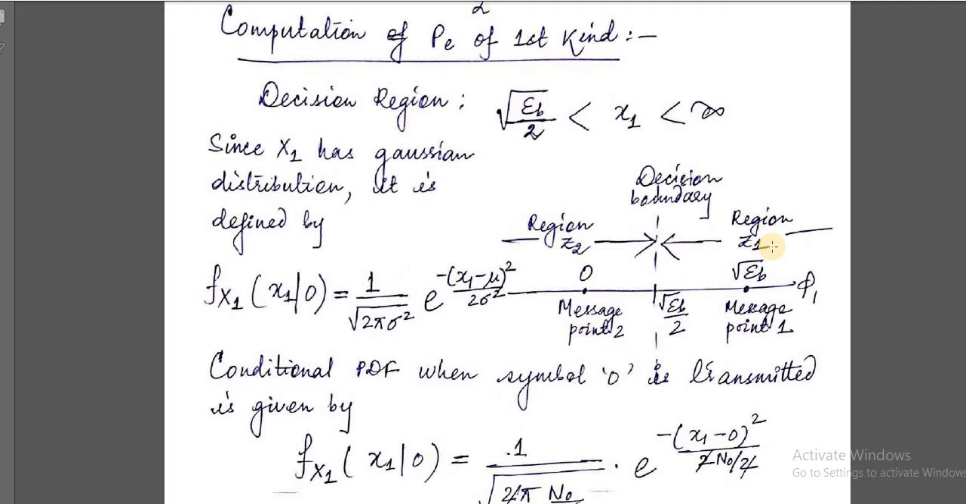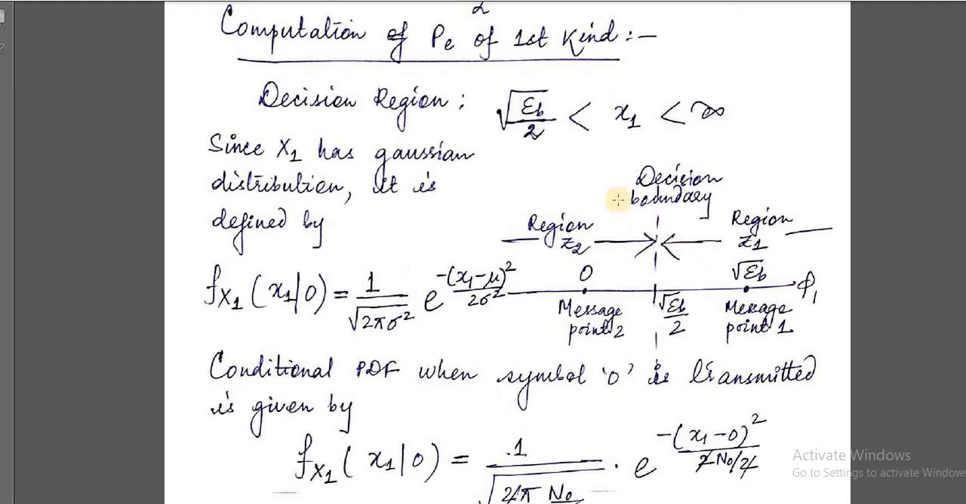Okay. When binary 0 was transmitted, it gets affected with noise, and let's say the noise component is so much that the received signal lies in region Z1. If the received signal point lies in region Z1, the closest message point in region Z1 is your message point 1, binary 1. So the decision will be taken in favor of binary 1.